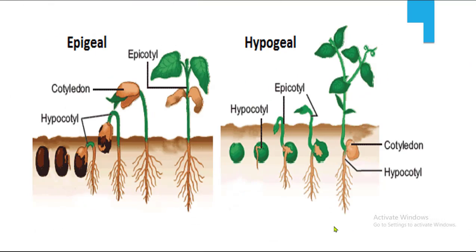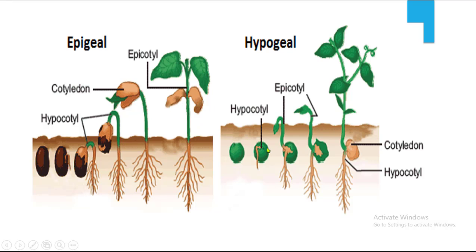Here you can see epigeal germination. See, this is the cotyledon, this is the embryo. The embryo has this part which is directly attached to the cotyledon, the hypocotyle. When the hypocotyle elongates, it forms a hook, and when it elongates, it pulls the cotyledon above the ground. After germination, the cotyledons remain above the ground.